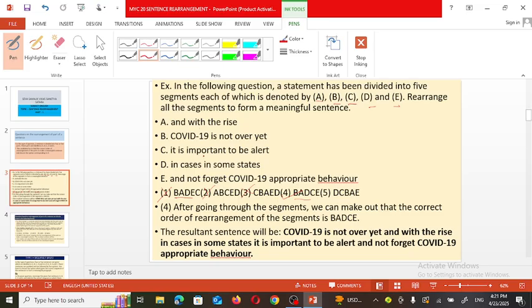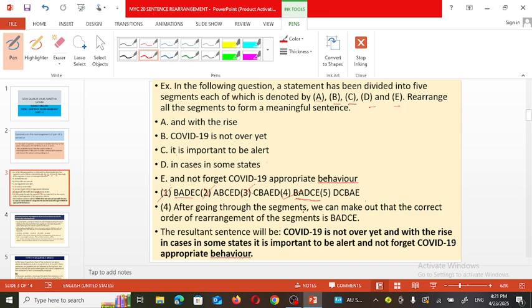So after D, in case in some state, it is important to be alert and not forget COVID-19 appropriate behavior. So with this, if we go with the fourth option, we are able to get a meaningful sentence. But let's see the fifth option even. D is given first: in case in some state, it is important to be alert. But we cannot start a sentence with this preposition, and the sentence is not grammatically correct if we make the arrangement like this. So the correct option is the fourth one.